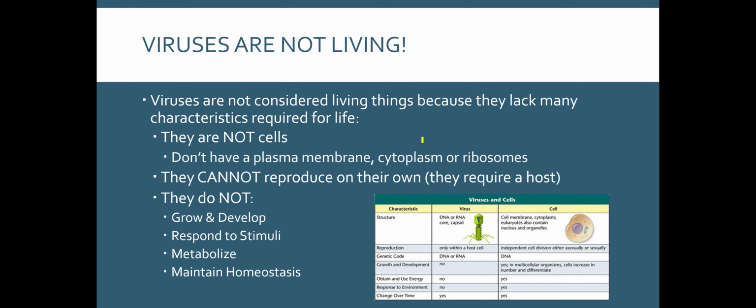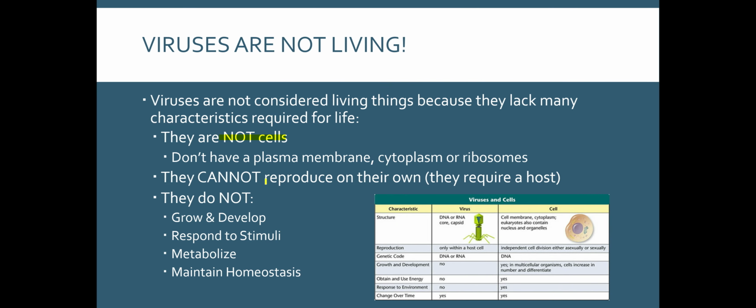And there's kind of a list of criteria that make up a living thing, or that you will find occurring in living cells. And so one of the big ones is that they are not cells. Okay, we're going to see in a minute that acellular is another way to say that. But they don't have the cellular structure. They don't have a cell membrane. They don't have cytoplasm. They don't have ribosomes to make proteins. They don't have the components that both your prokaryotes and your eukaryotes have.